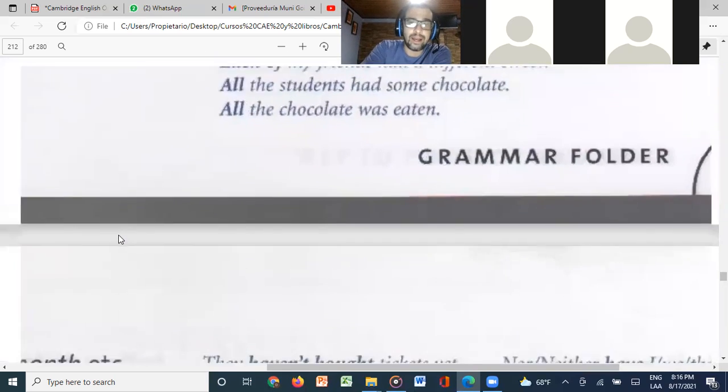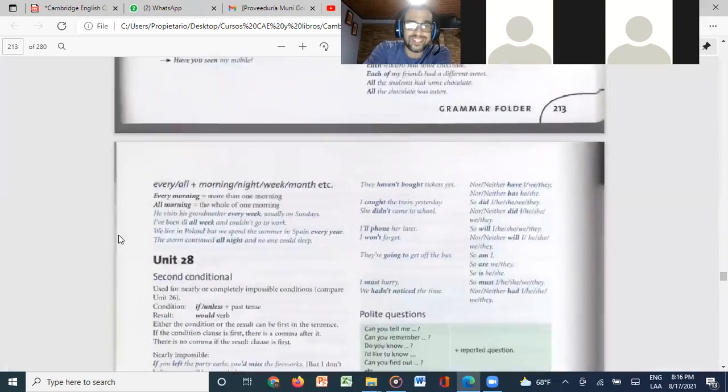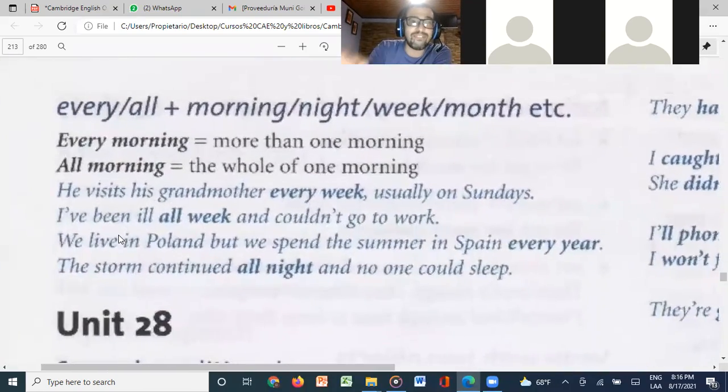Now, we have a last one, which is this one, which is every, all, plus we say morning, night, week, month, etc. Right? So for example, we can say every morning, right? More than one morning, right? So cada mañana, right? That means that every single morning something happens. Or if you say all morning, it is the whole of one morning. So you see the difference?